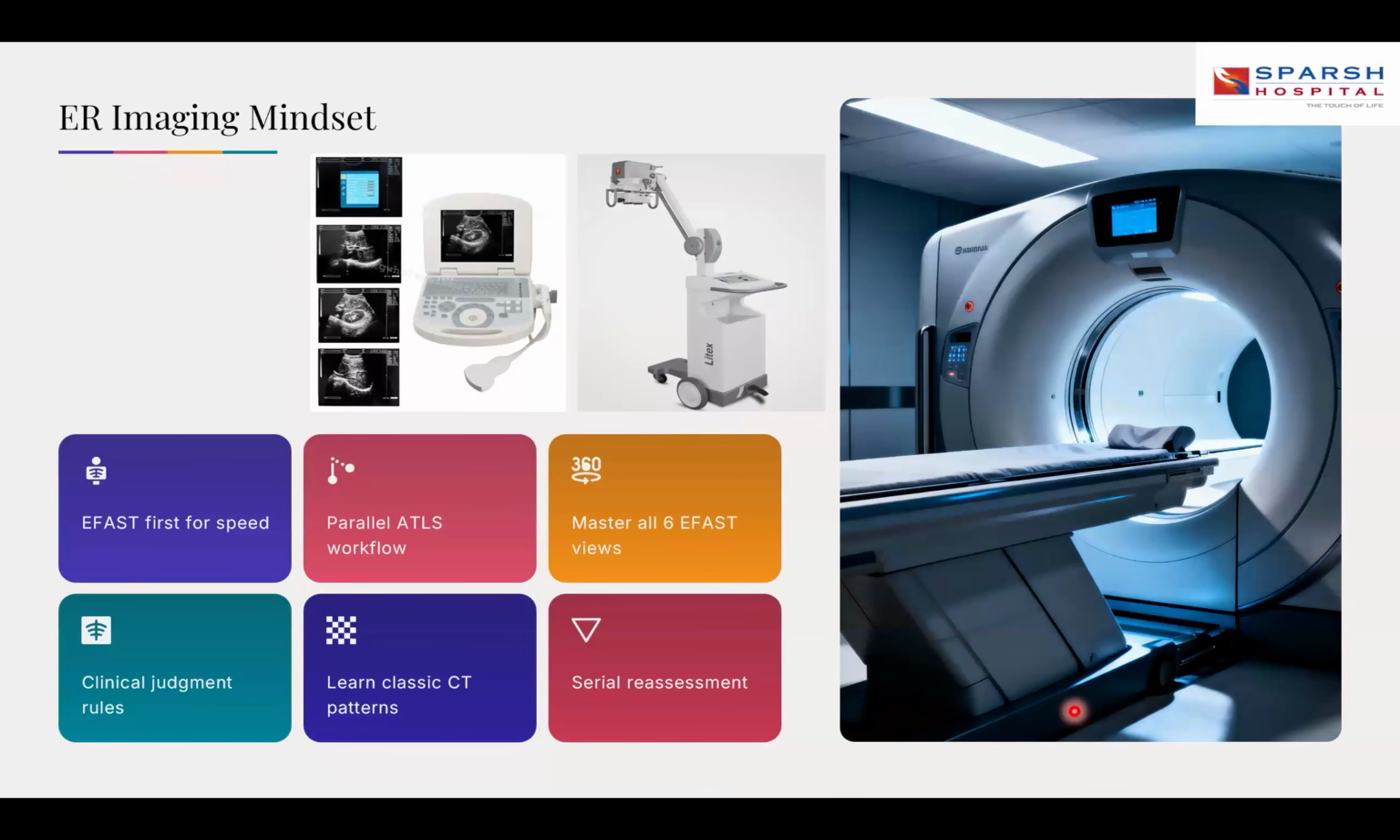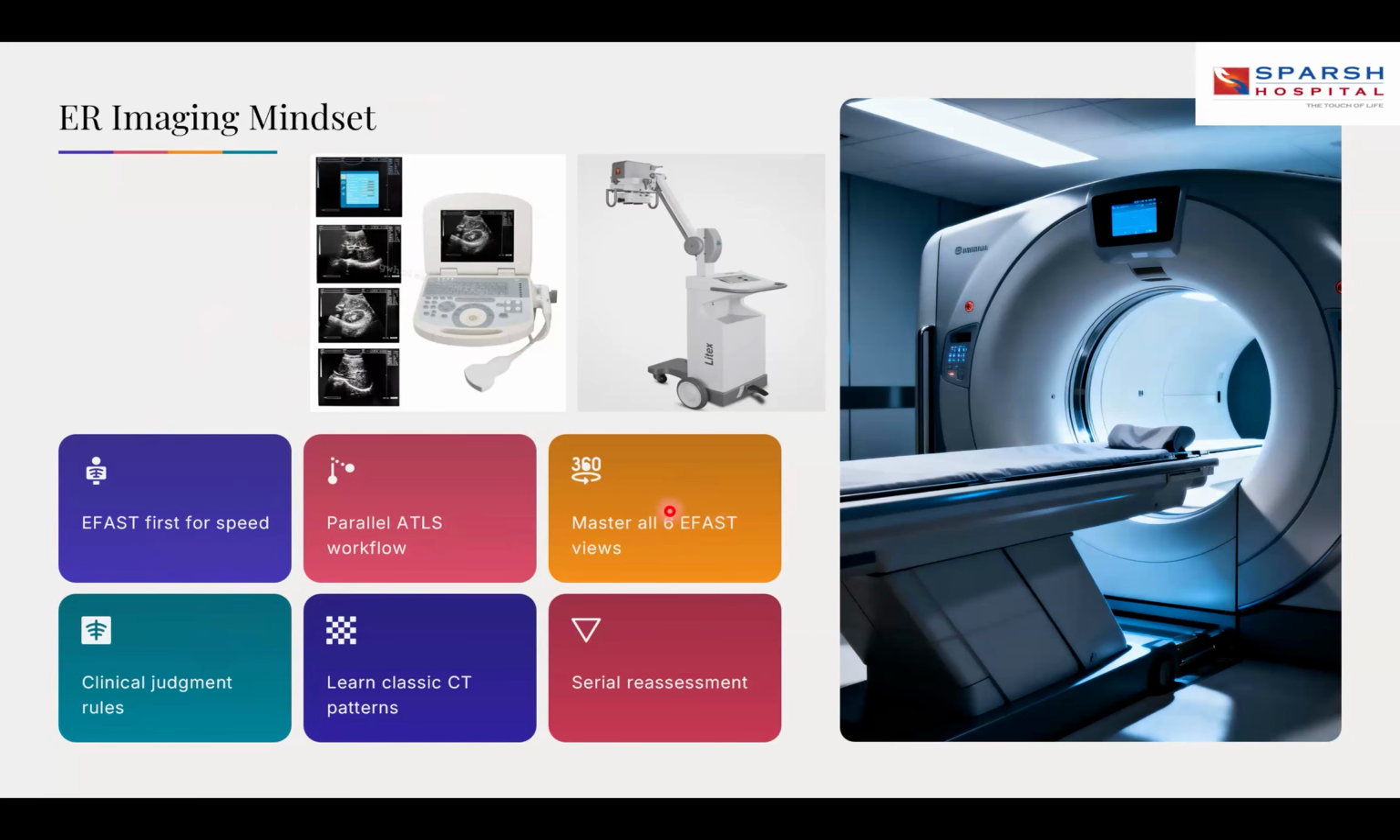So to summarize my class finally, this is the ER physician's mindset in trauma radiology, how you should process a case. The moment a case comes to the ER, start ATLS protocol and start stabilizing the patient. The first imaging of choice should be your bedside ultrasound, which will have FAST and EFAST, for speed and it will give you maximum information. Parallelly, you have to stabilize the patient per ATLS, and you should be a master of all 6 EFAST views. You cannot afford to miss a finding.